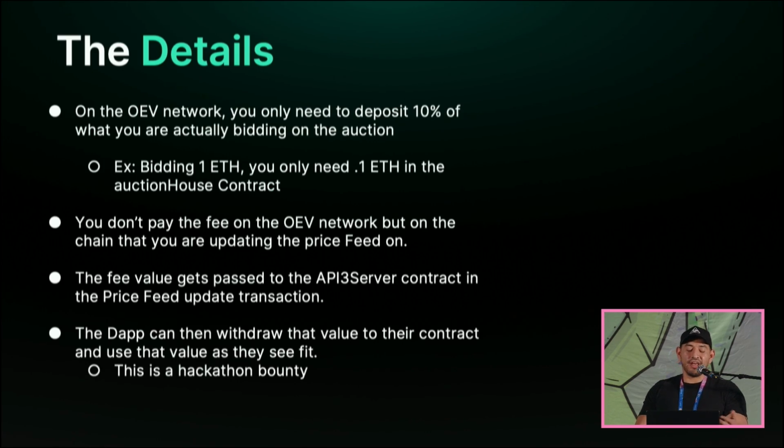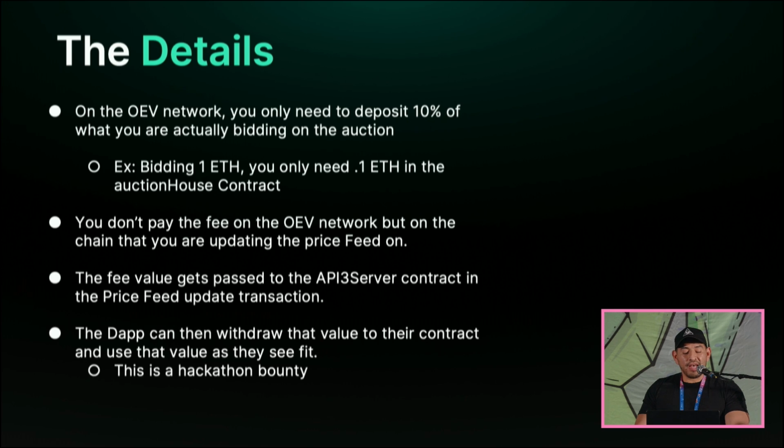So what are the fine details on that? On the OEV network, you only really need to deposit 10% of what you're actually bidding on the auction. So if you're willing to bid up to 1 ETH for that auction, you only have to place in 0.1 ETH. So you don't have to pull your whole treasury on the OEV network. You don't pay the fee on the OEV network, but you pay it on the chain that you're updating the price feed on. So if you were doing it on mainnet, you would pay the fee in ETH on mainnet. If you were doing it on the testnet, you're doing it on a Sepolia testnet.